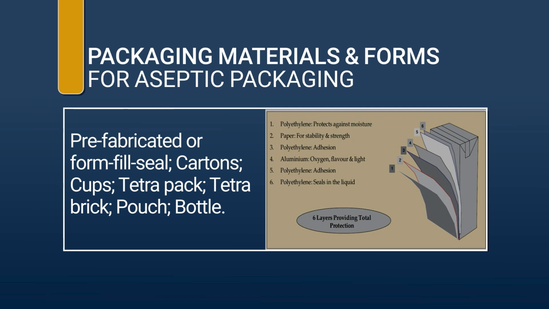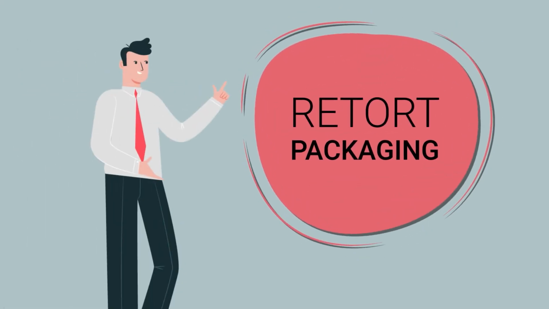So aseptic packaging containers can be prefabricated or can be formed during the filling and sealing of the product. That is known as form, fill and seal. It can be in the form of cartons, cups, Tetra Pak, Tetra Brik, pouch, bottle, etc. Now we will see what is retort packaging.